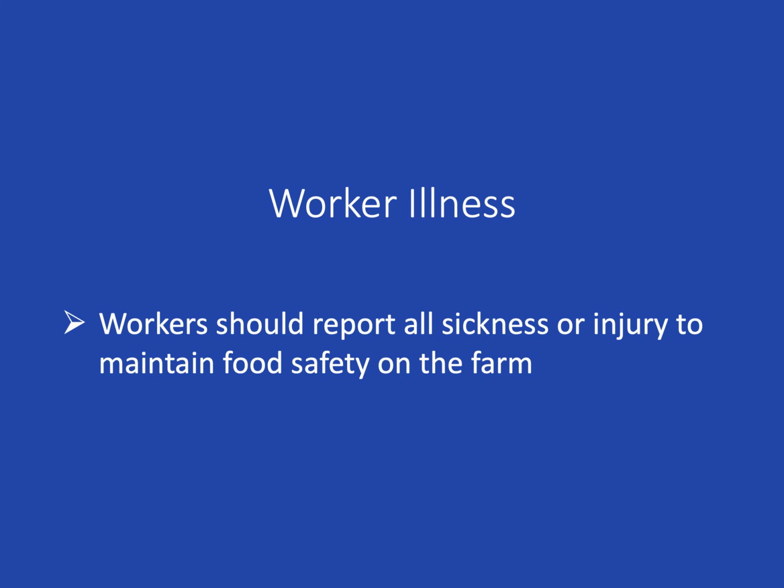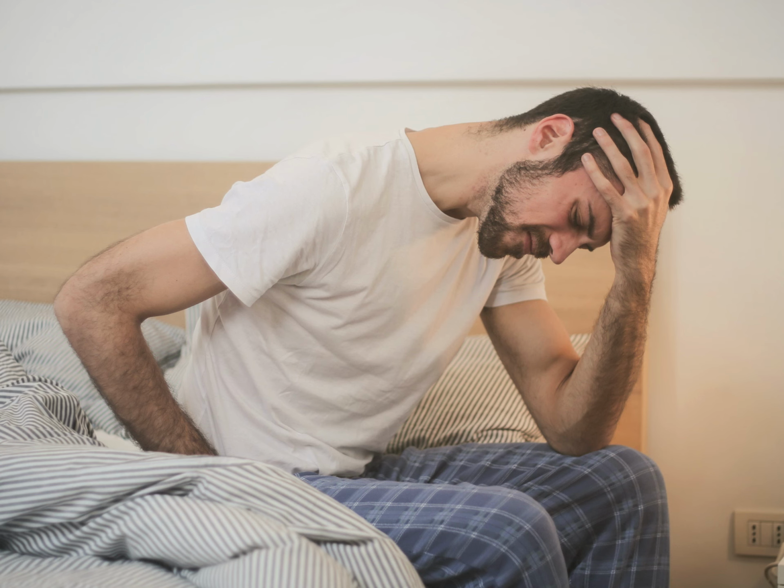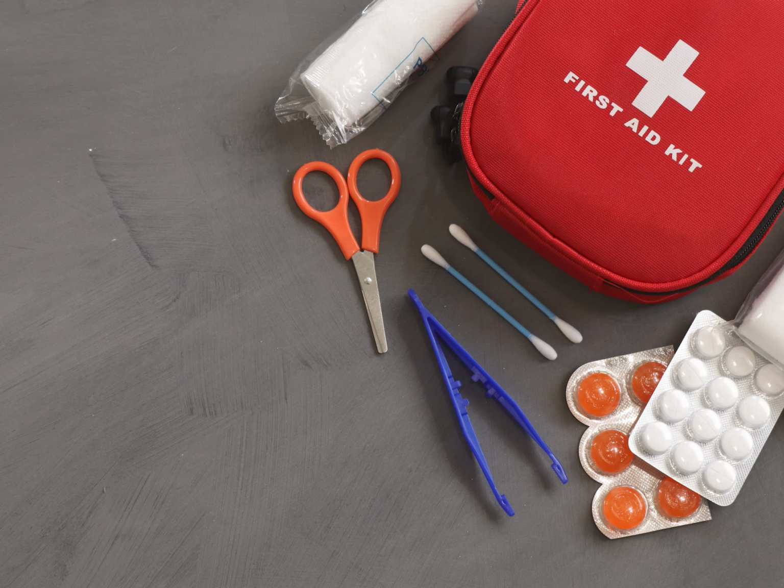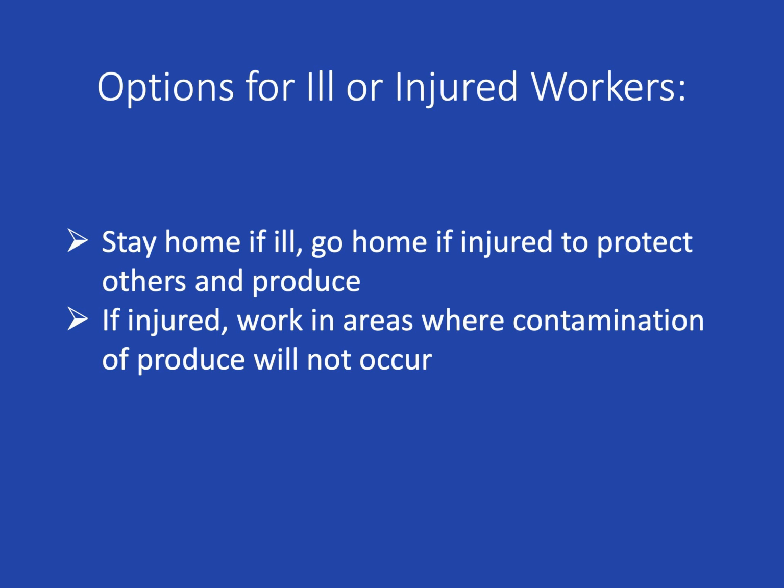Reporting sickness and injury is important because bodily fluids can spread pathogens to the produce or food contact surfaces. Any worker who is sick or has symptoms such as fever, coughing, sneezing, vomiting, or diarrhea, or is injured, must report themselves to their supervisor. Depending on the severity of sickness or injury, workers could potentially continue to work, but would have to be reassigned to a duty that does not have them working in an area with covered produce or food contact surfaces.